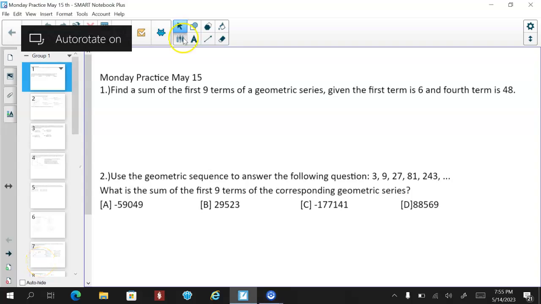All right, so today we're going to talk about our practice for Monday, May 15th.